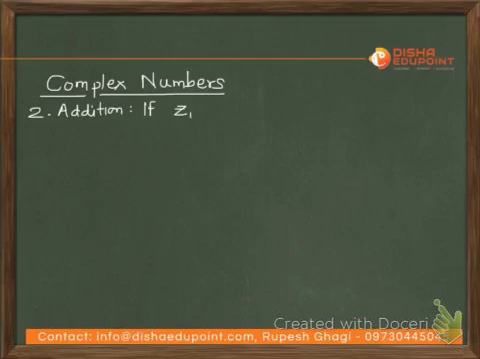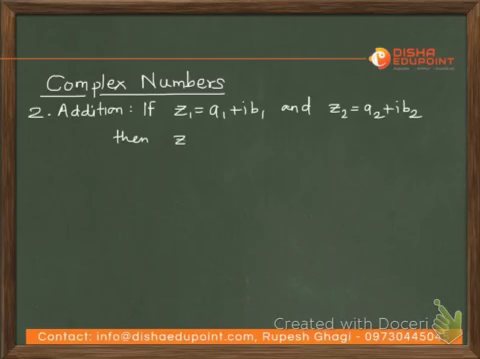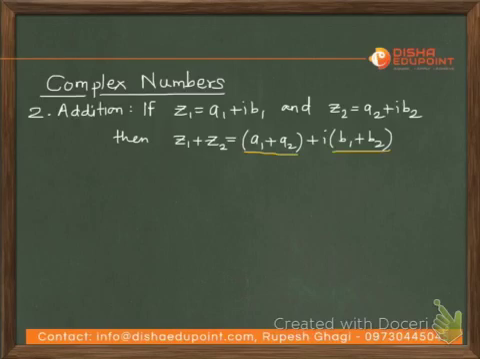Addition. Let z1 = a1 + ib1 and z2 = a2 + ib2 be two complex numbers. Then z1 + z2 = (a1 + a2) + i(b1 + b2). So obviously we have added real part to real part and imaginary part to imaginary part. So this is the answer.